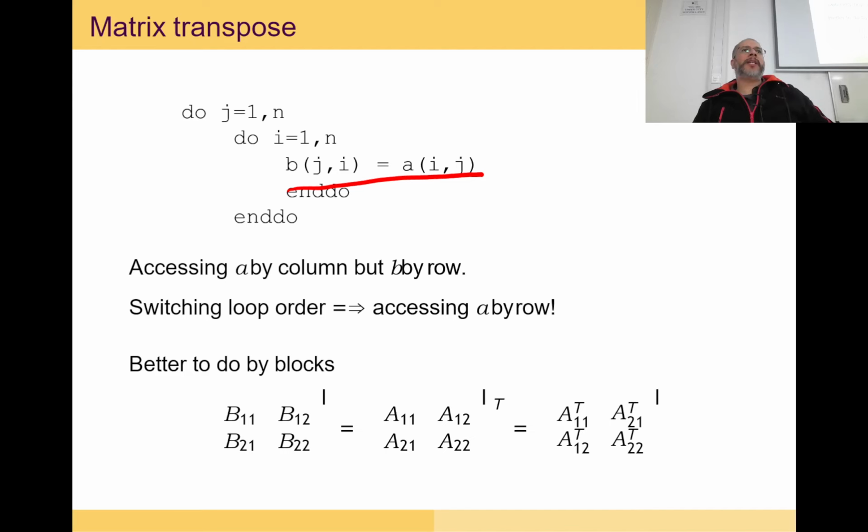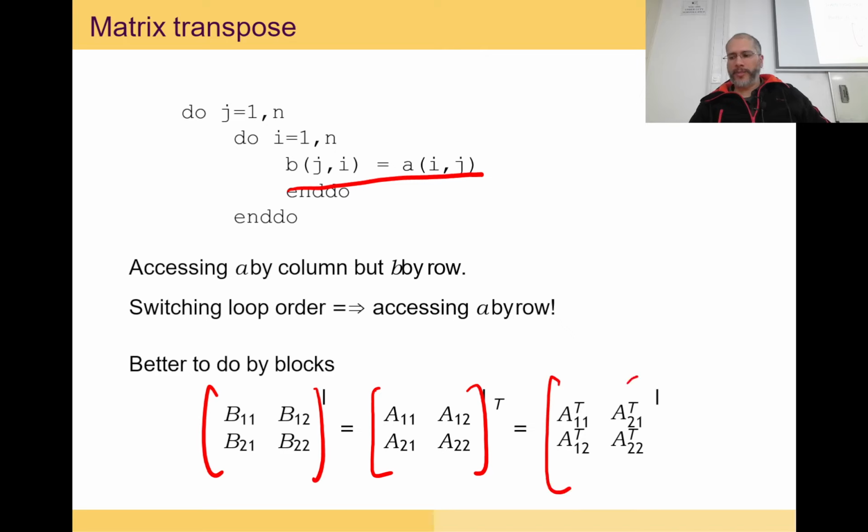So again, we can use the idea of blocks here. If you have B equal to A transpose, you can write B in terms of blocks like this, and A is in terms of blocks. And when you apply the transpose operation to a blocked matrix, you get something like this. So the transpose is applied to the blocks as well. So what that means is that the B11 matrix is equal to A11 transpose.